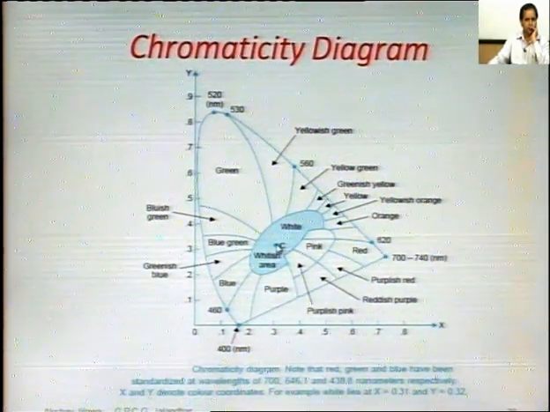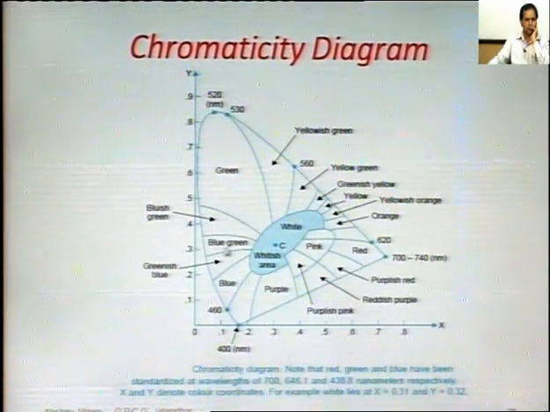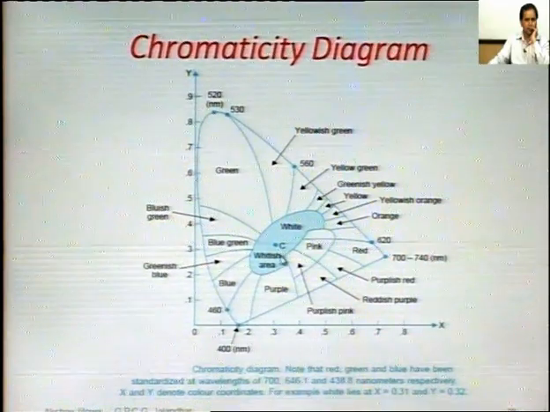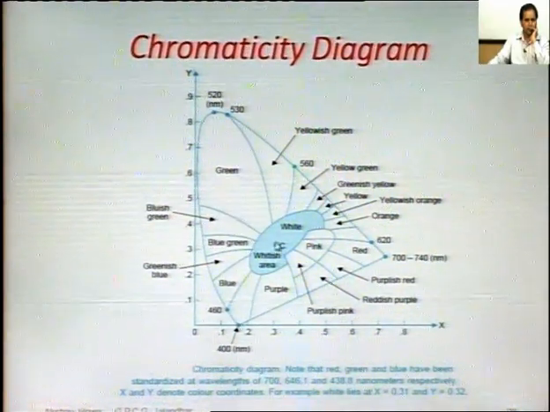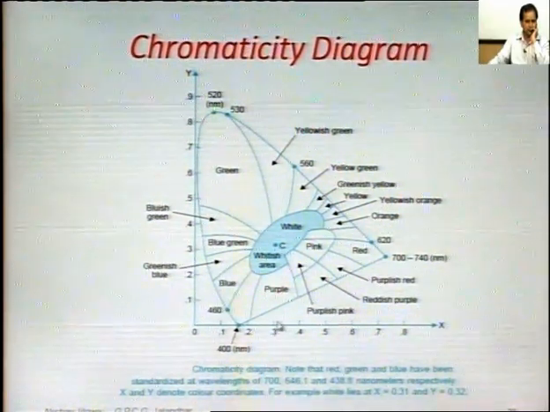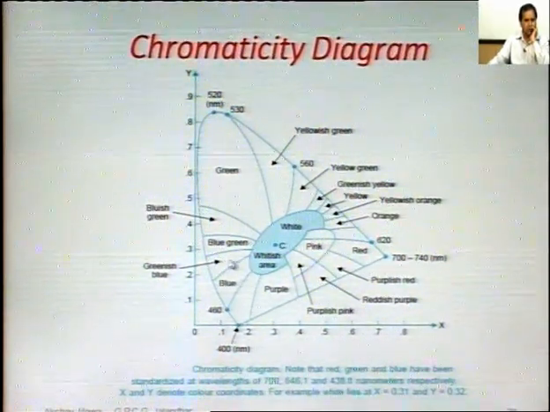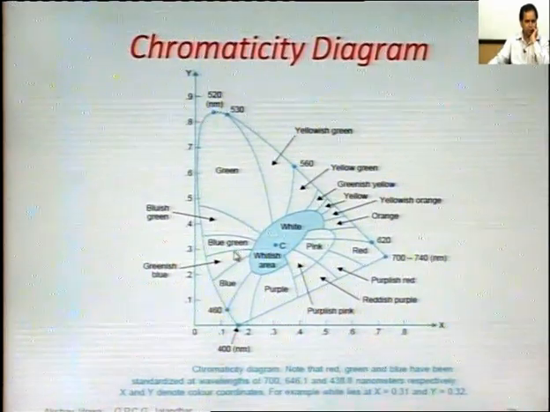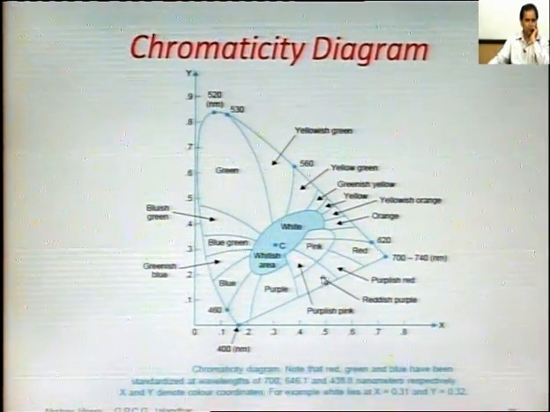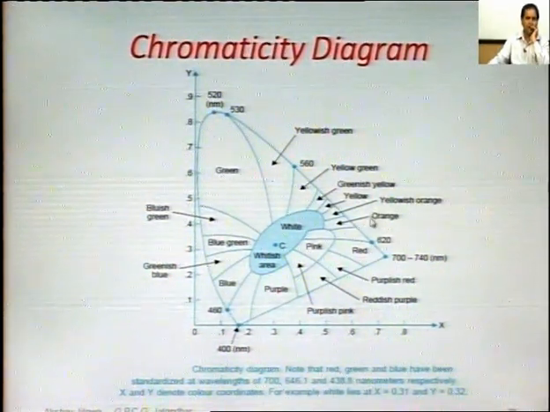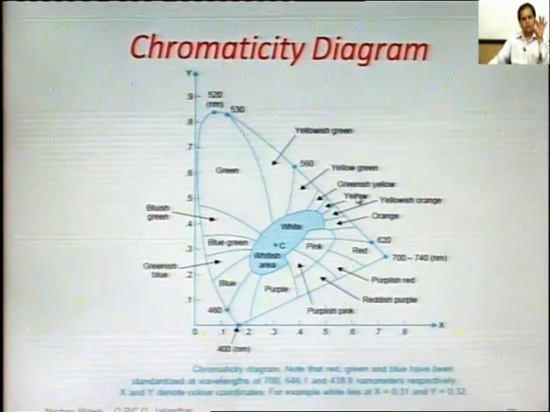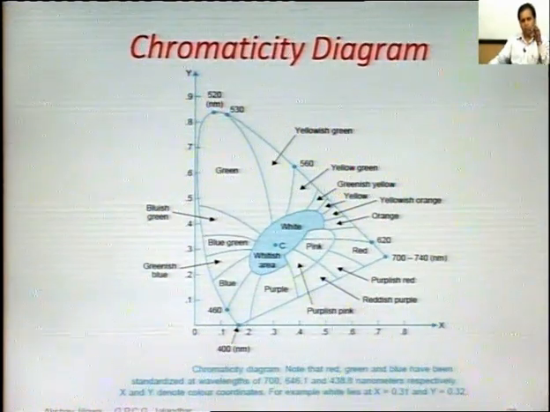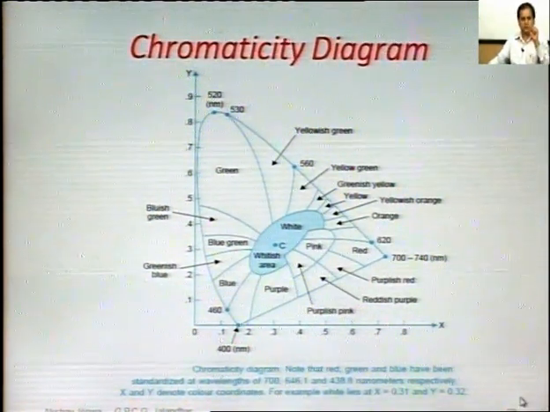So, it lies somewhere at 0.31 of x and 0.32 of y. Here it can be blue, here it can be bluish green, blue, purple, pink, red and other colors. So, this is the representation of color in two dimensional coordinates.